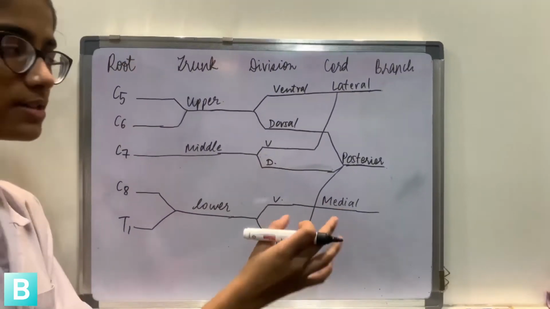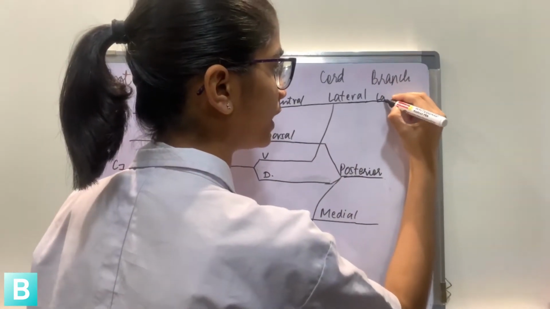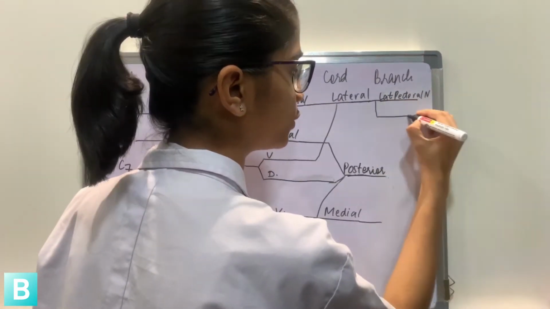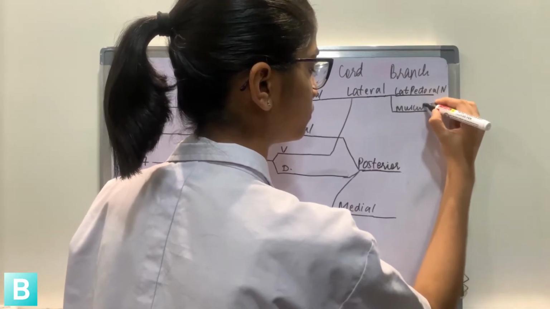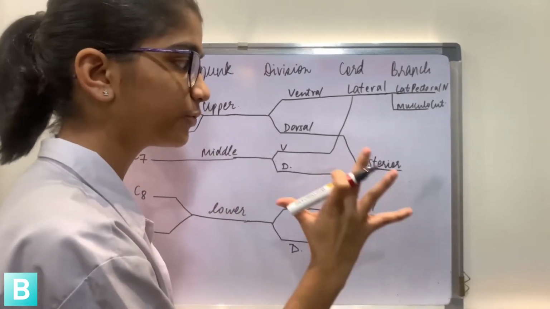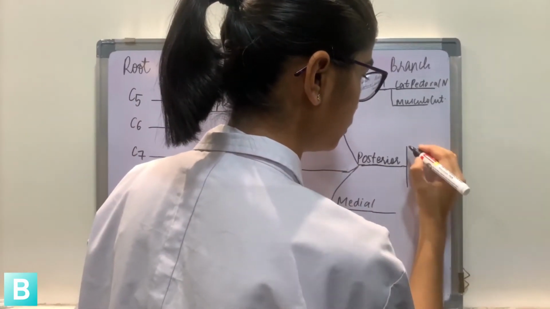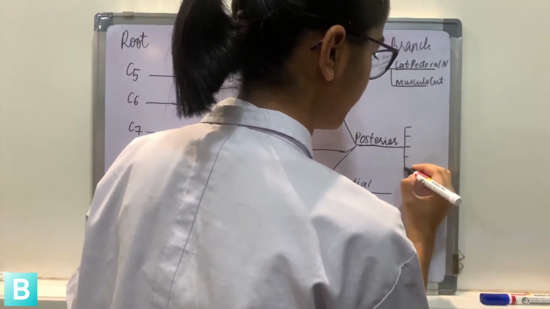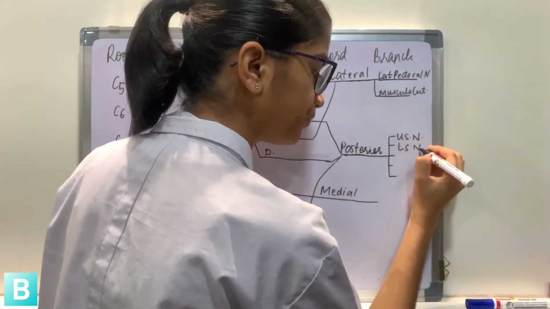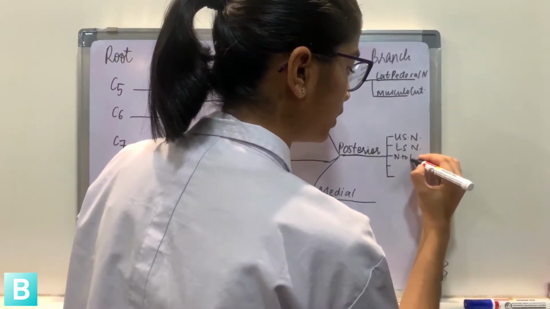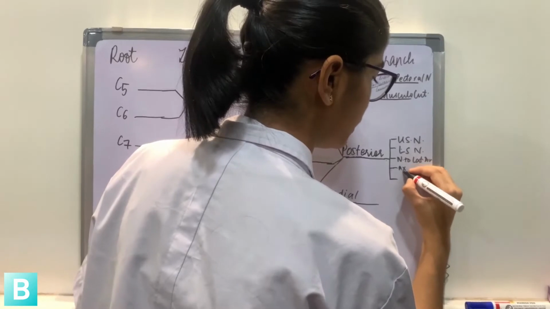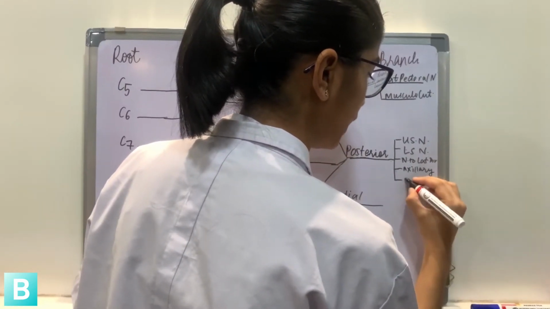Now the lateral cord branches out to form the lateral pectoral nerve, the musculocutaneous nerve, and there's one more branch that we'll come to later. Now the posterior cord gives out 5 branches. So 1, 2, 3, 4 and 5. The upper subscapular nerve, the lower subscapular nerve, the nerve to latissimus dorsi, which is a muscle of the back, the axillary nerve and the radial nerve.